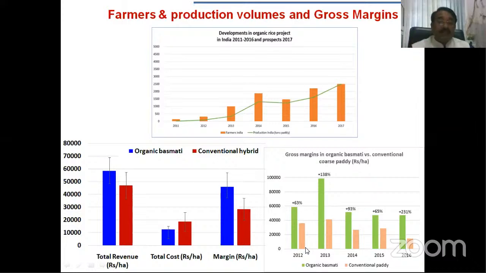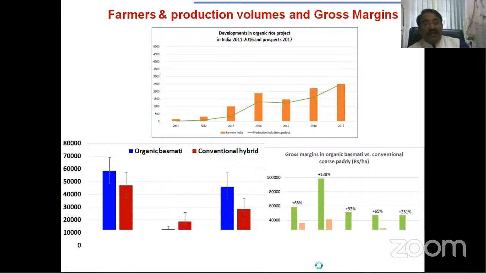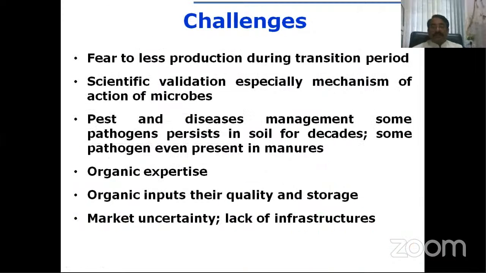And the margins are more, and organic is a more remunerative production system, because in 2012, 2013, 14, 15, 16, if you see, there is a plus 63% premium price to plus 138% premium price. So that's why organic is remunerative also.